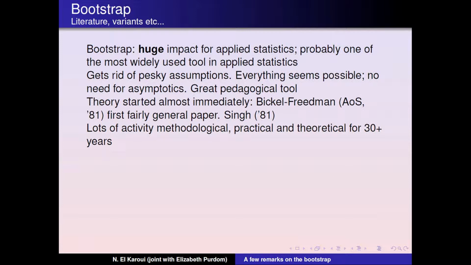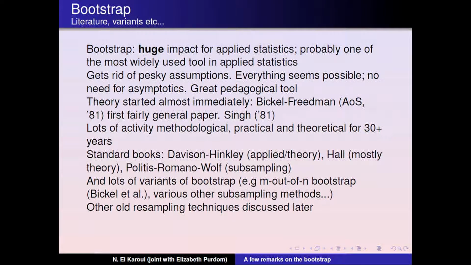So the bootstrap has had huge impact for applied statistics, methodological statistics, and theoretical statistics. Basically it gets rid of a lot of assumptions. Everything is possible regardless of the statistic. You don't have to compute influence functions and all this. And nowadays, as I said, it's a great pedagogical tool. The first pretty thorough theoretical paper on this, I think, is due to Bickel and Freedman, and I learned of this old paper of Singh too. There's a ton of literature on that, including other resampling methods, lots of m out of n bootstraps, subsampling methods, and all this. I won't go into subsampling today because it doesn't work for the problems I'm looking at.